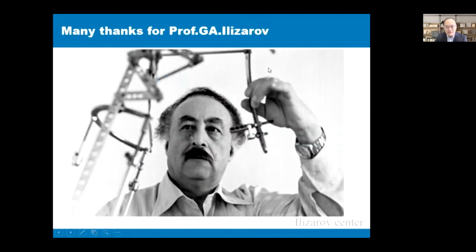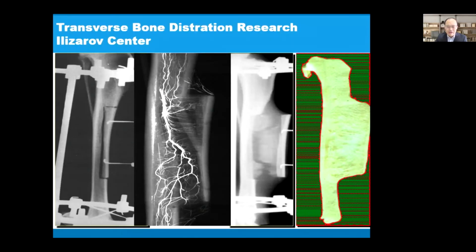So here are some cases. Then I would like to introduce what TTT is. Here we must say many thanks to Professor Ilizarov. He gave us some very intelligent ideas. As you know, we can get a lot of blood flow with longitudinal distraction, and also with transverse distraction. Here you can see a very beautiful image from the Ilizarov Center.